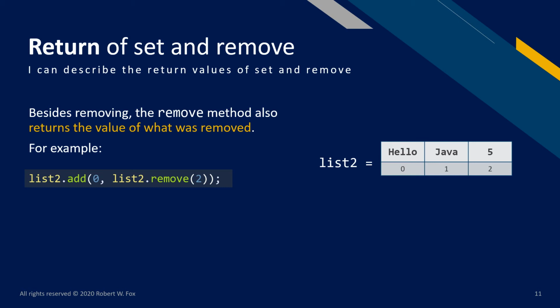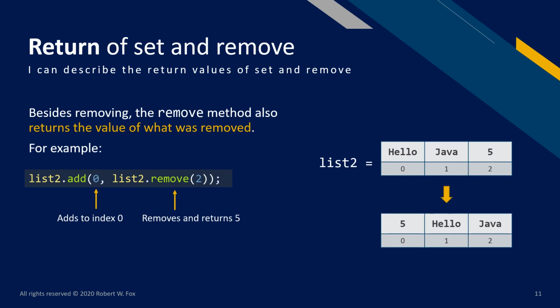So here's an example where I do list2.add 0, and then I say list2.remove 2. Now there's a lot going on there, so let's start with the remove. The remove method is indeed going to remove something from the array list. Specifically, we're going to remove index 2, and we can see that that's a 5. So we are going to remove that 5. But in addition to removing it, it's also going to return that 5. And what are we going to do with that 5? Well, we're going to add it at index 0. So it's almost like we're moving it, in a sense. We're removing it and then adding it to the beginning, and we can see the result of that here on the slide.